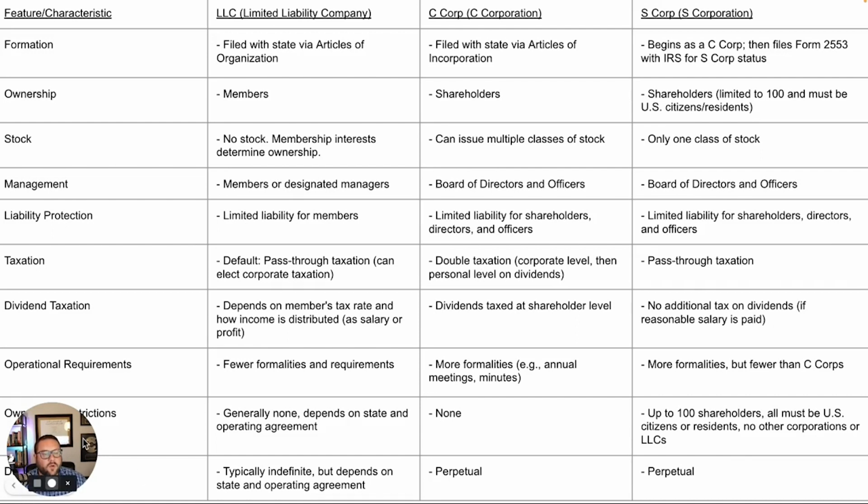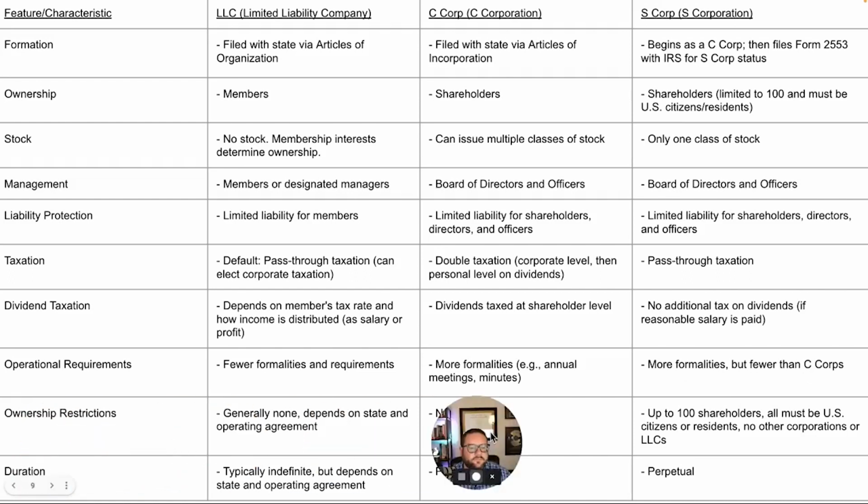The operating requirements for these companies, as you can see: limited liability has fewer formalities, probably the easiest, I'd say. C Corp is the most complex. You've got to have annual meetings, you've got to have minutes, etc. And then you have the S Corp, which has a little bit more formalities than the LLC, but a lot fewer than the C Corp, a little easier to do.